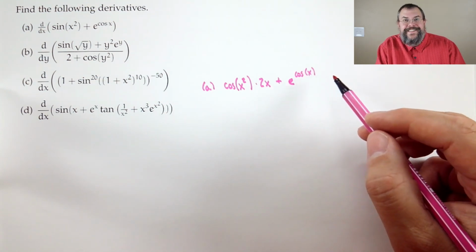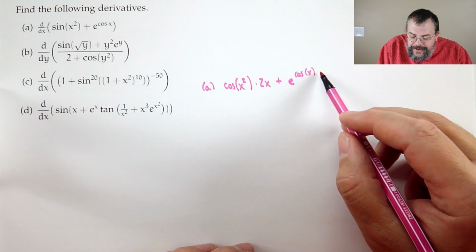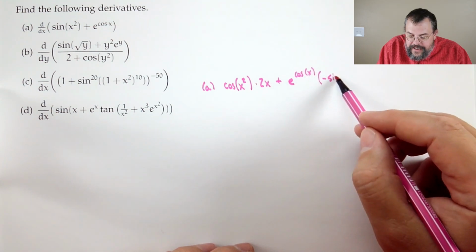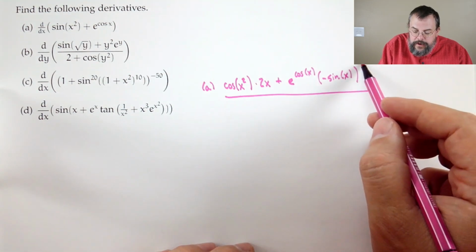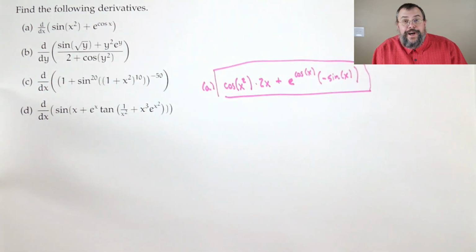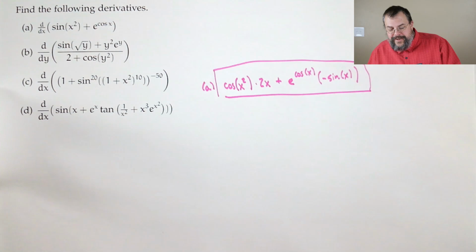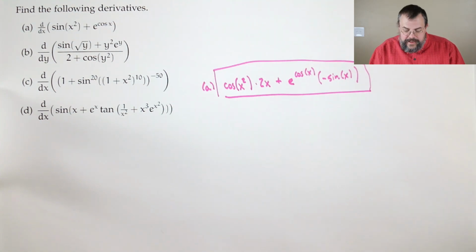See, negative sign? All right, so times negative sine of x. And we're done, because we aren't asked to simplify, so we're not going to. All right, so that's A.